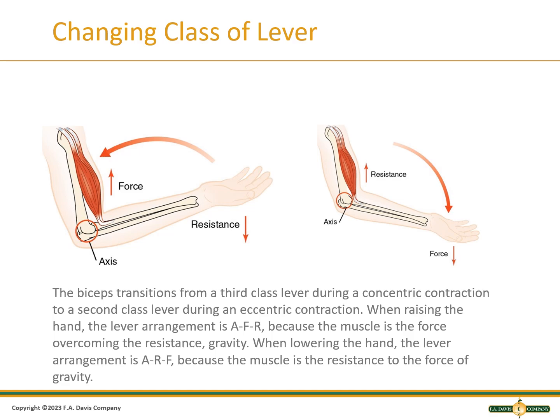So the picture here, the biceps goes from a third class to a second class lever when transitioning from concentric to eccentric contractions. So during a concentric contraction, the muscle acts as the force and the limb is the resistance. So the resistance arm is longer than the force arm, making it a third-class lever during concentric contractions. But upon lowering the hand, the biceps switches to an eccentric contraction, so the muscle becomes the resistance, working to control the weight of the limb against gravity, and the limb becomes the force. So during an eccentric contraction, the biceps has a longer force arm than the resistance arm, changing it to work as a second-class lever.